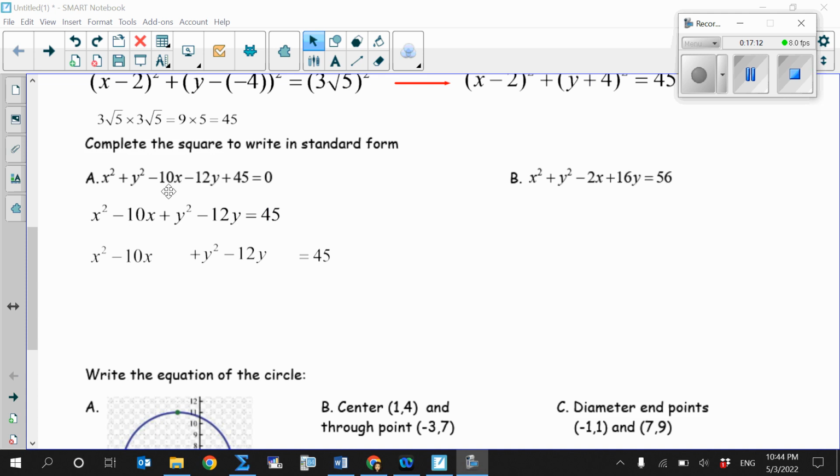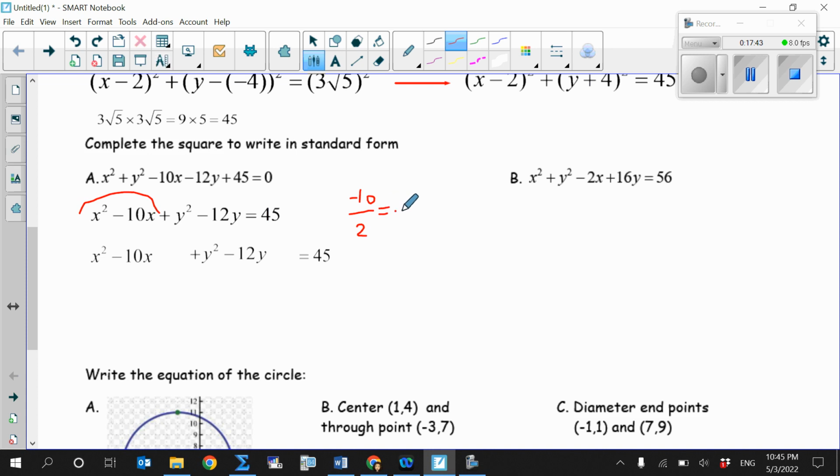Now we want to make perfect squares out of this. Look at the first group of the terms that all have x. x squared minus 10x. I can add a number to this so that this changes to a perfect square. What is the number that we can add here? We're going to take the coefficient of x, which is negative 10. That's the b value. And divide it by 2, which is negative 5. And then raise that to the power of 2, which is 25.